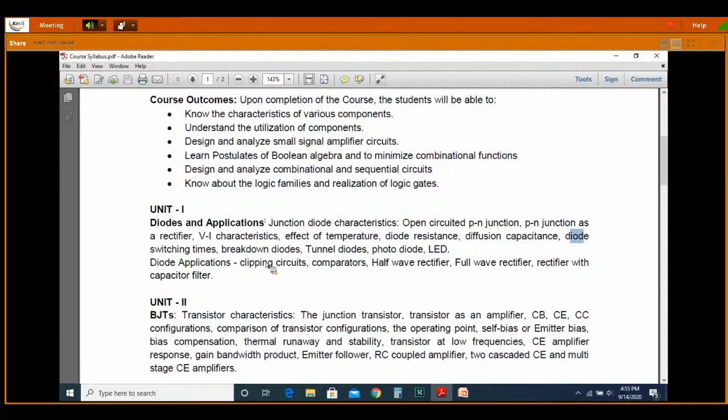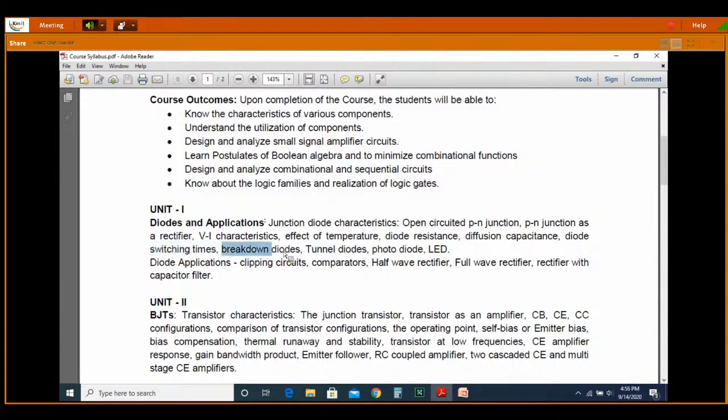The diode switching times, I also discussed. For a perfect switch, what is going to happen? During the switching time of this diode, the minority charge carriers play a major role. In the forward bias, minority charge carriers are very large near the junction. In the reverse bias, they are very low at the junction. That I discussed in the last class, the switching times.